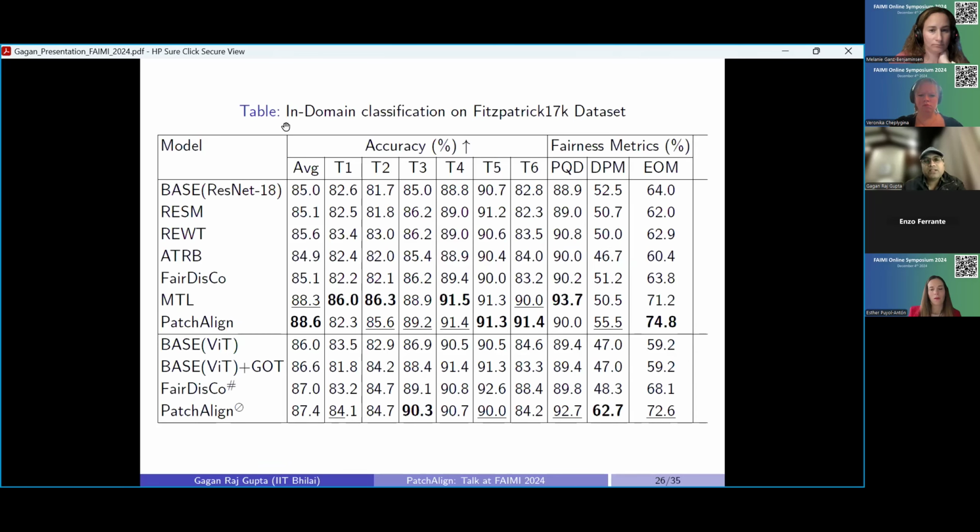So let's study these results on the in-domain classification of Fitzpatrick, where we are learning or training our algorithm on a mix of all the tones and then evaluating also on all the tones. So PatchAlign, our algorithm, achieves the highest average accuracy, but also quite high in terms of this equality of opportunity metric. There is also a multitask learning that we had implemented as a comparison, and that also does well. I didn't describe it here, but my focus was more on PatchAlign.